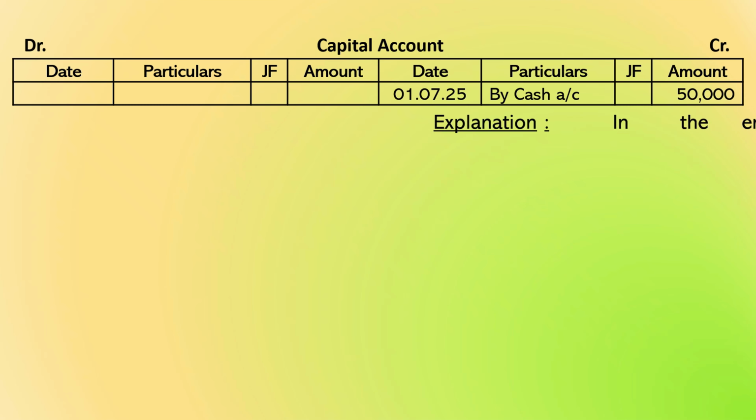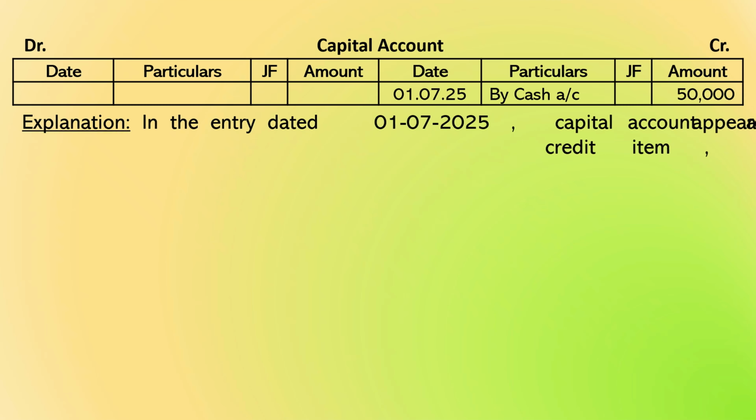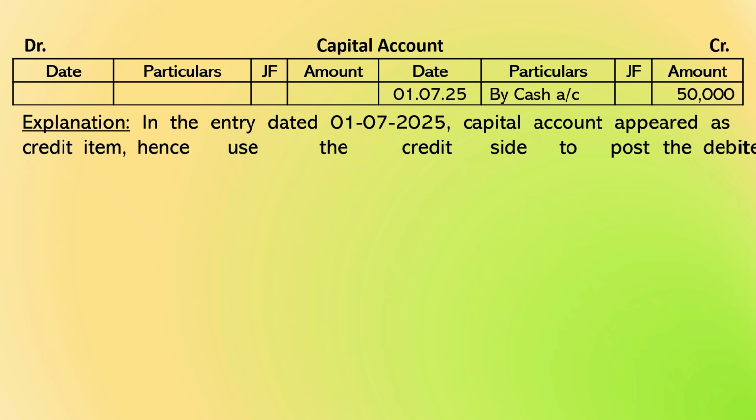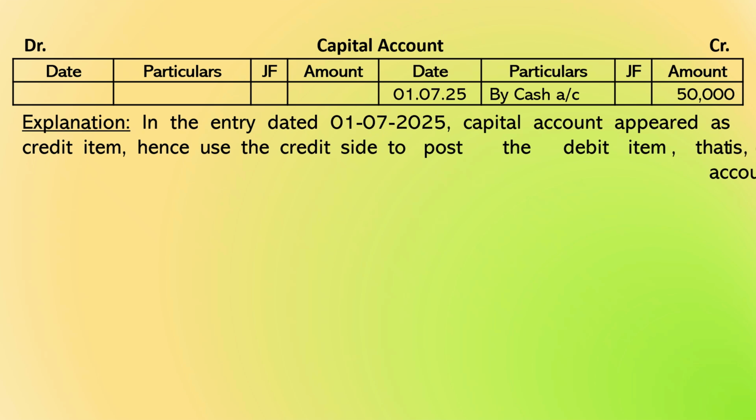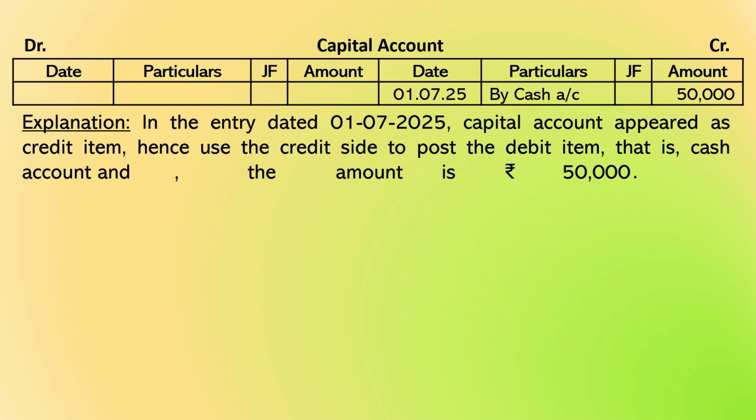Explanation: in the entry dated 1st July 2025, capital account appeared as credit item, hence use the credit side to post the debit item, that is, cash account, and the amount is 50,000 rupees.